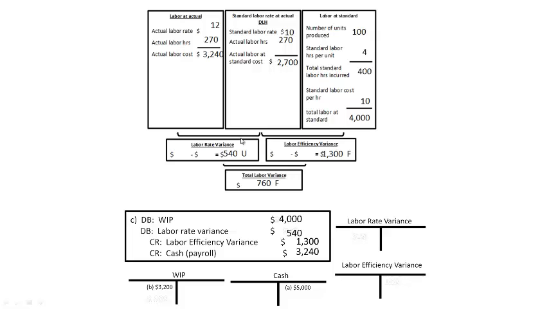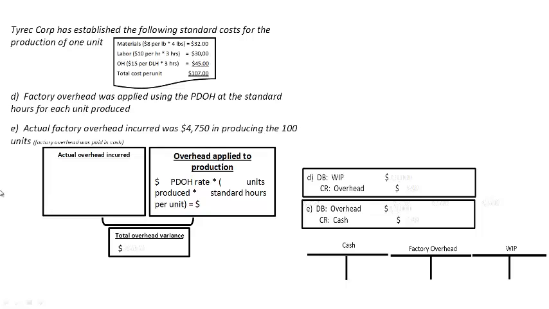We notice that we had a labor rate variance of $540 and it was unfavorable. That means we're going to debit the labor rate variance for $540. We also know that we had a labor efficiency variance of $1,300 favorable, and a favorable variance is a credit, so we credit our labor efficiency variance for $1,300. Okay, let's go on to the next slide, and it's the D.